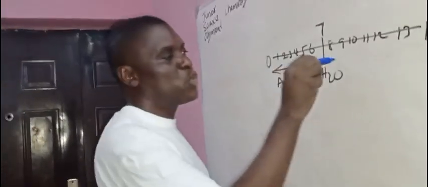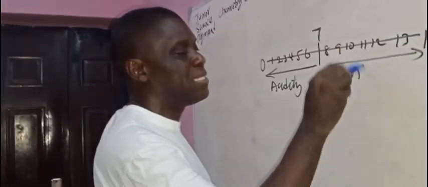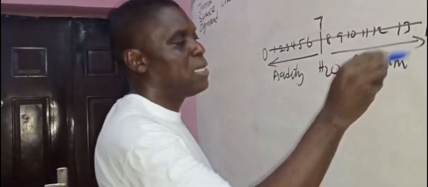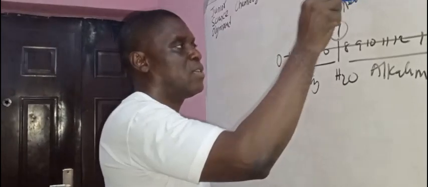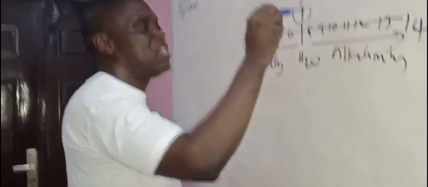As you go this way, the alkalinity increases. Then water is neutral, 7. Any compound that reads pH of 7, it means it is what? Neutral. It is neutral like water.